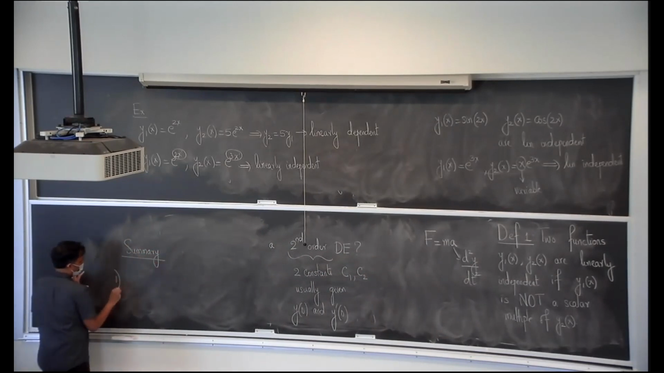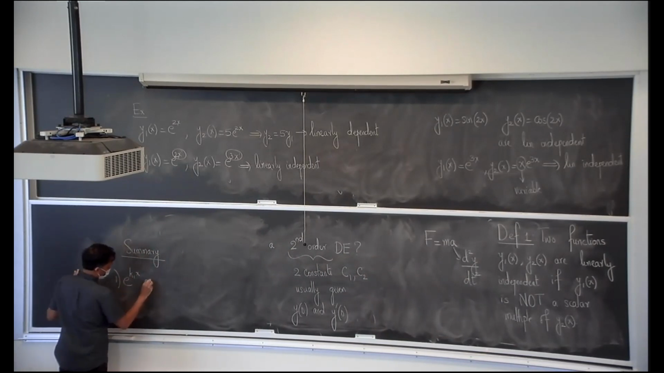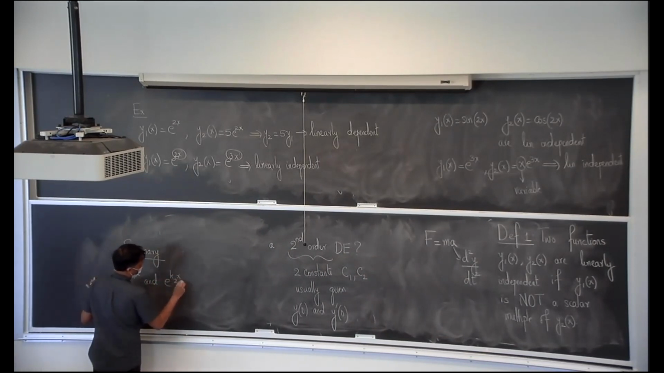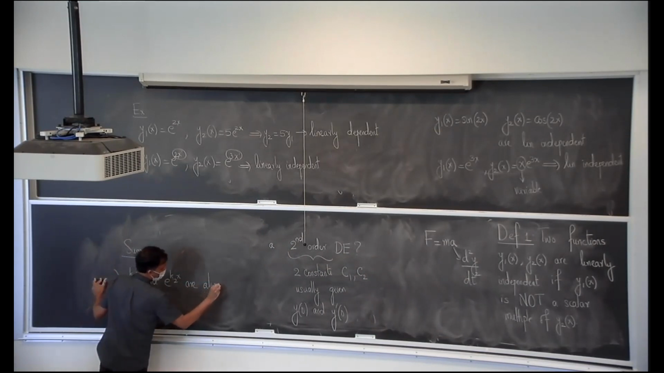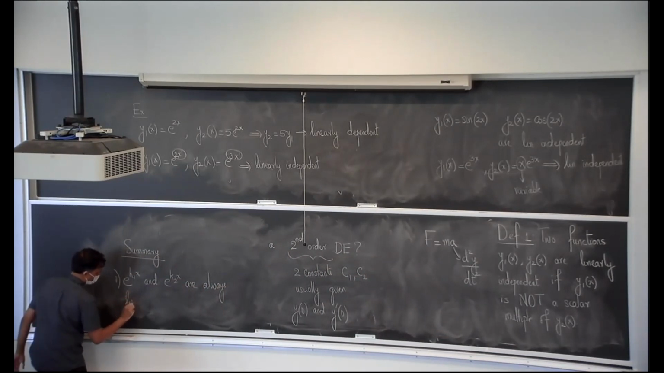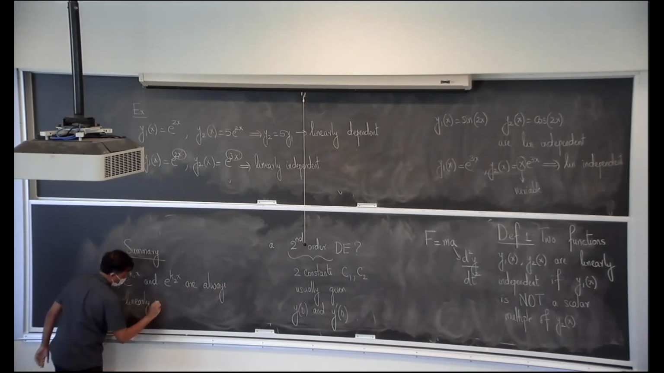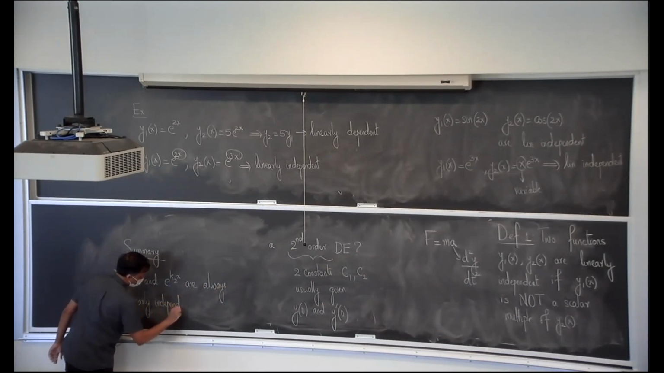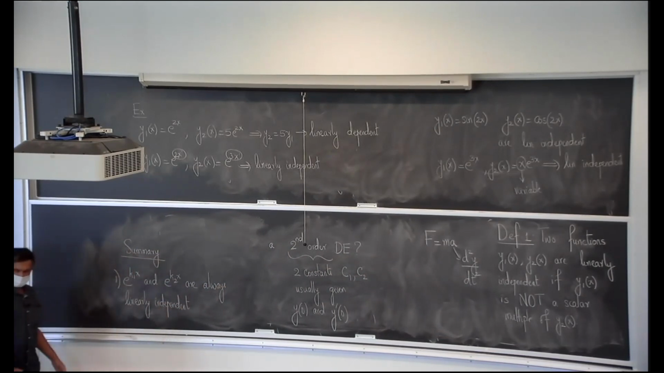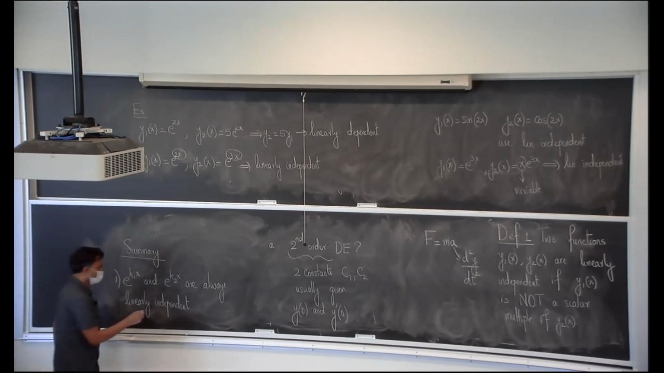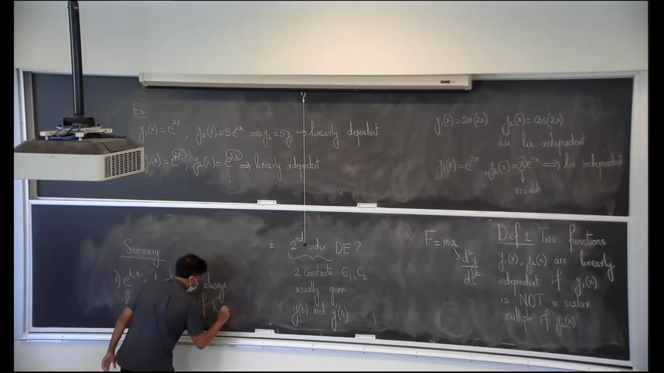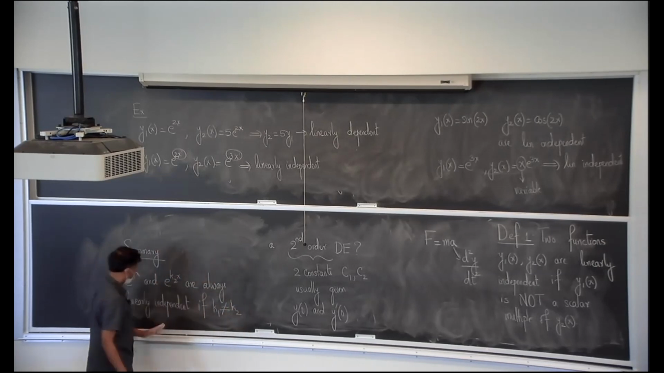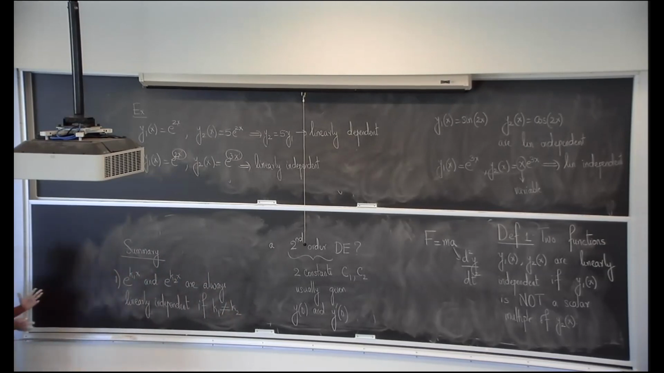e to the power of k1x and e to the power of k2x are always linearly independent. Is that a full statement, or should I write if? Do we need a condition here? If k1 is not equal to k2. We'll be freely using this result next week. Whenever k1 and k2 are not equal, they are two linearly independent functions.